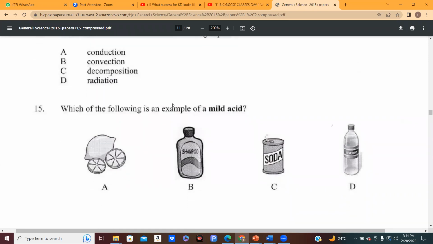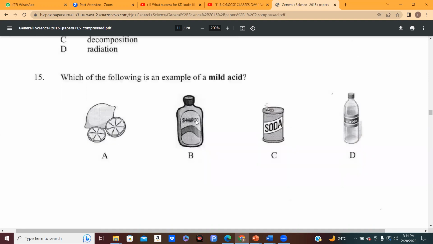All right, Chris Farming. Number 15, which of the following is an example of a mild acid? Is it lemon, shampoo, soda, or water? C, soda. Yeah, soda is an example of a mild acid. Very good.